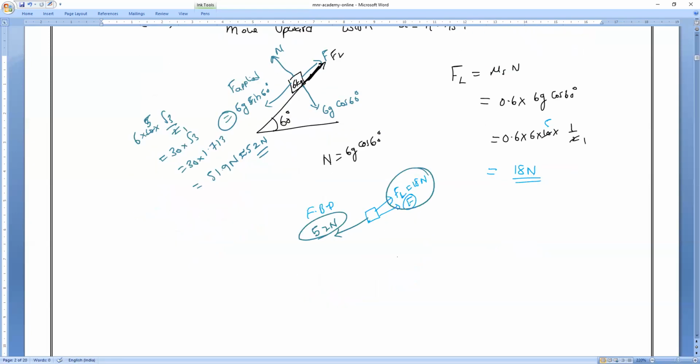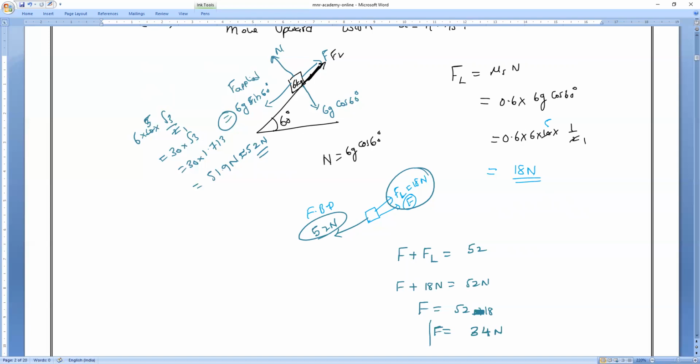So F plus F limiting is equal to 52. F plus 18 newtons equals 52 newtons. So F is equal to how much, guys? 52 minus 18, which is equal to how much? 34 newtons.